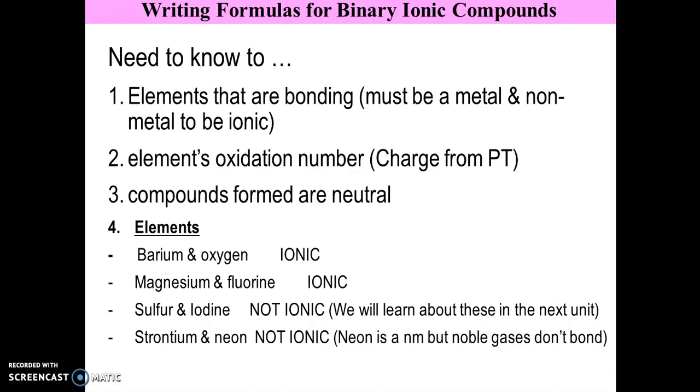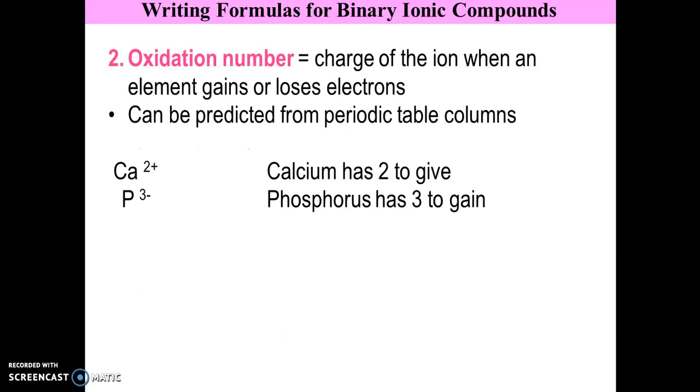Strontium and neon. Now this is an example where we do have a metal and a nonmetal, strontium being the metal, neon's a nonmetal. However, neon is a noble gas, and noble gases don't bond, so it's not going to make an ionic compound. So again, that's one where we would just skip. But if we have identified ones that are a combination of a metal and a nonmetal, then we can move on to step 2, where we look at the oxidation number.